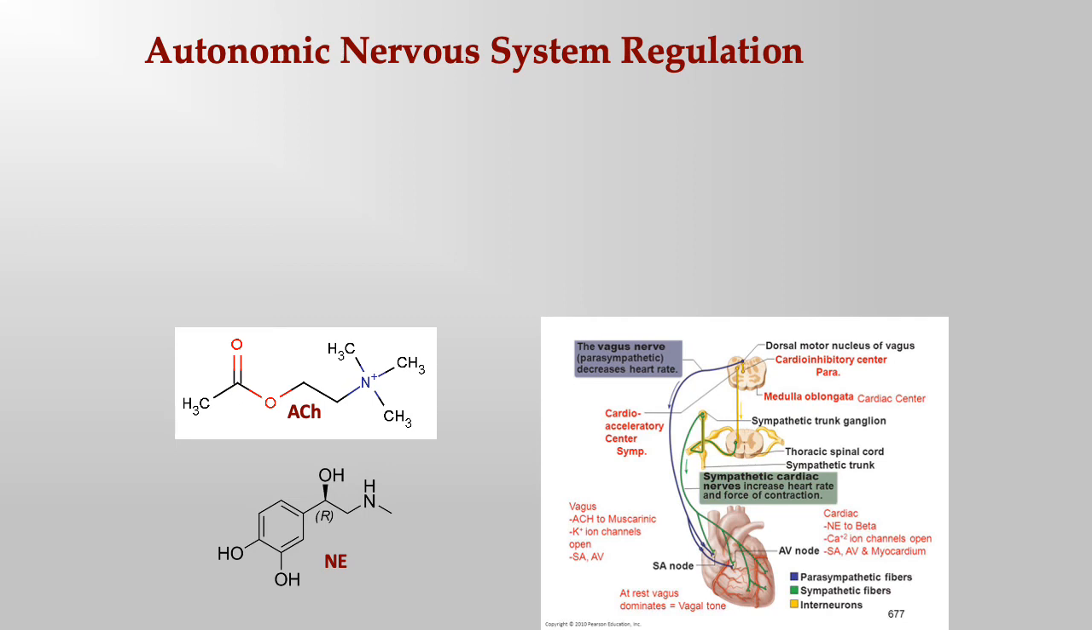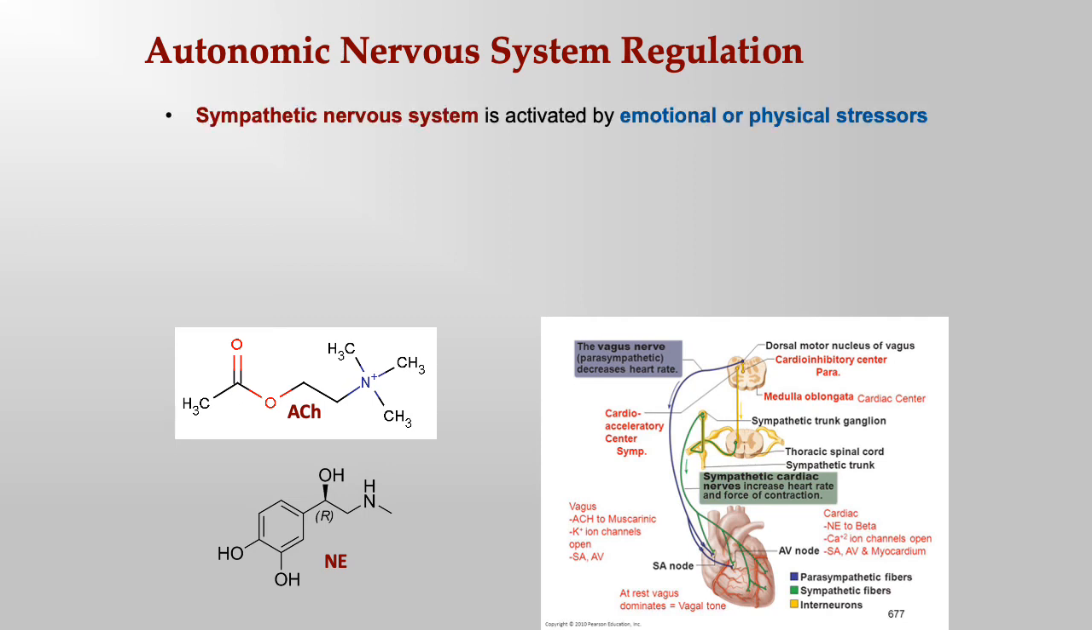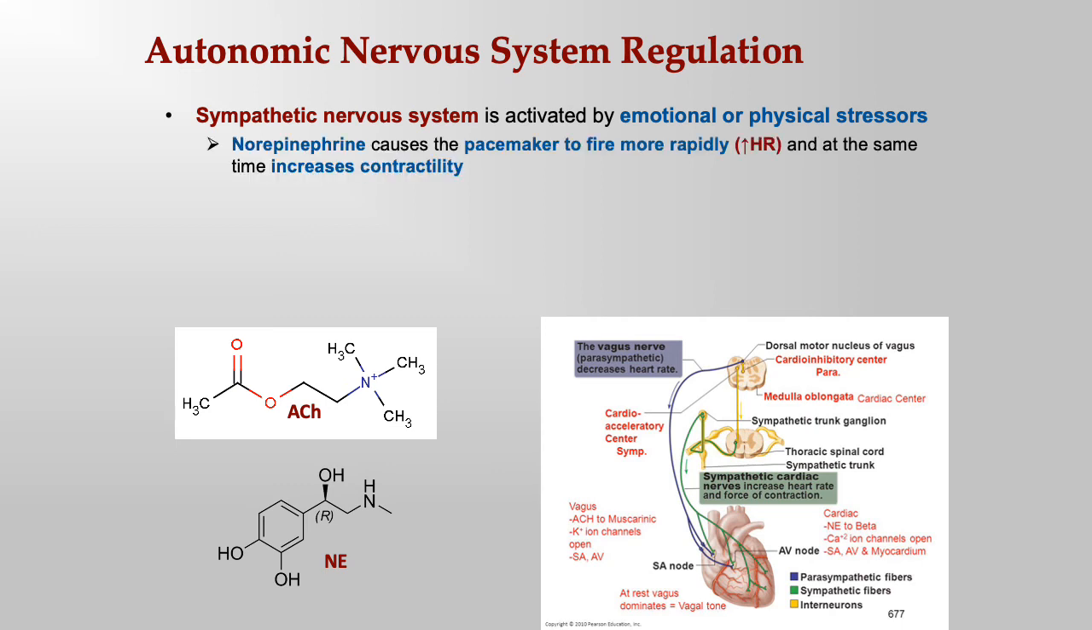Okay, the autonomic nervous system can also regulate all of these things. The sympathetic nervous system is activated by emotional or physical stressors. It can be a real crisis or an imagined crisis. Having to give a speech in front of the class can activate your sympathetic nervous system. You're not really in any danger, but emotionally you feel like you're in danger. Norepinephrine causes the pacemaker to fire more rapidly, increasing heart rate, and at the same time increases contractility.